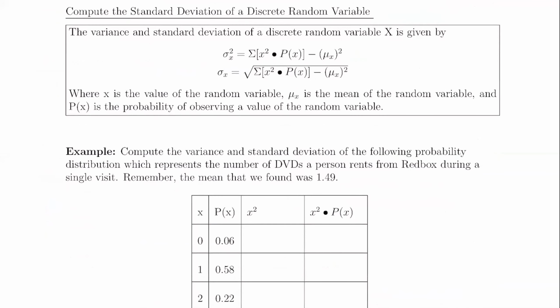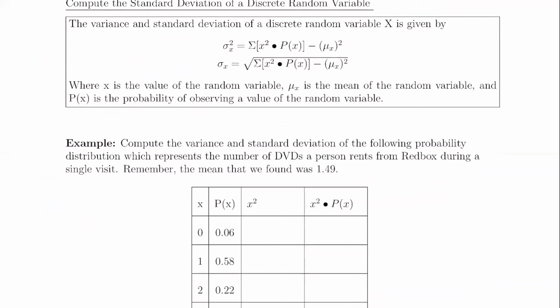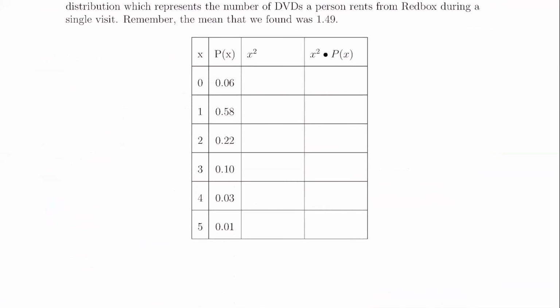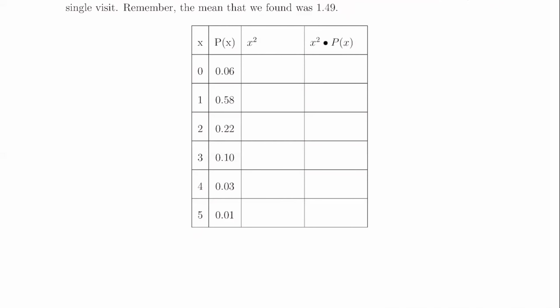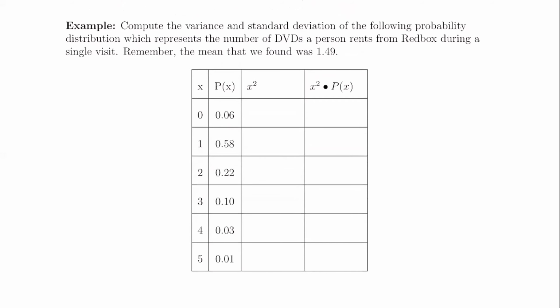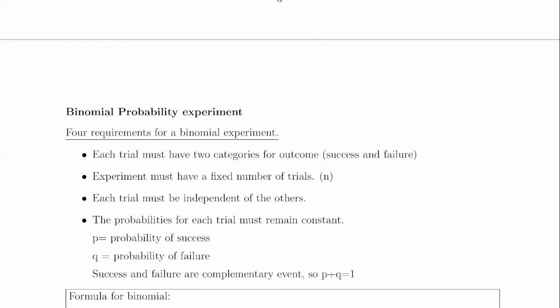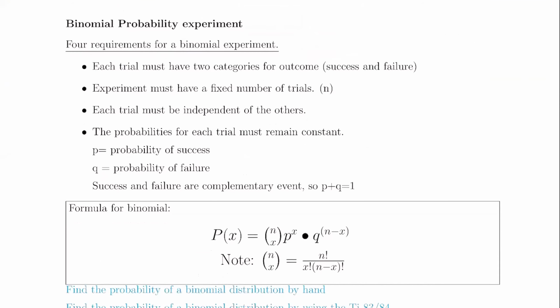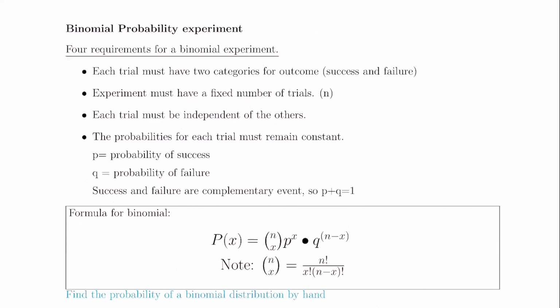So we're actually going to skip page number 6. For page number 6, you don't have to worry about that. You're not going to have to find standard deviation where you have an X and P of X. So let's ignore that, and let's get into binomial. So you should be on page number 7 right now.